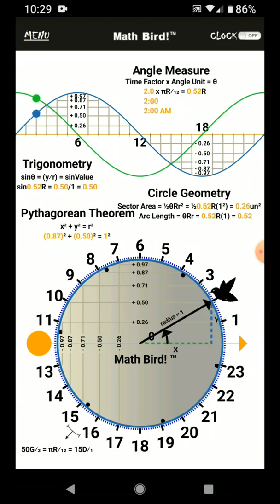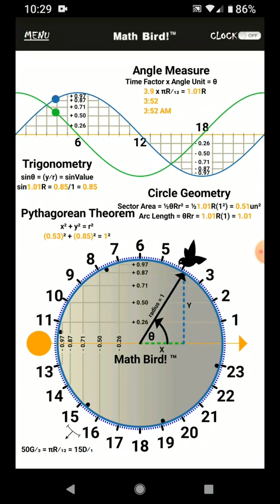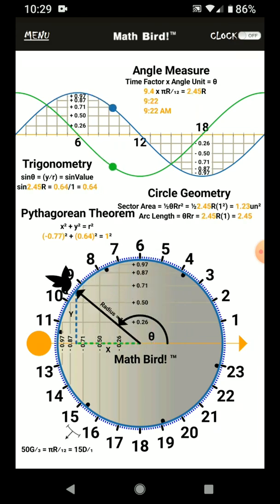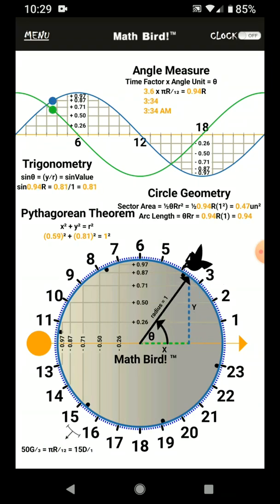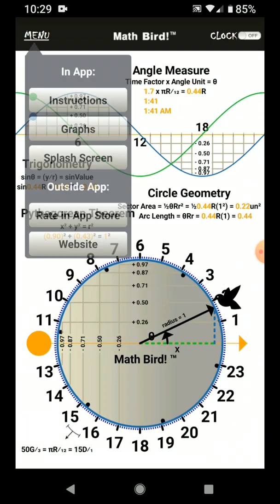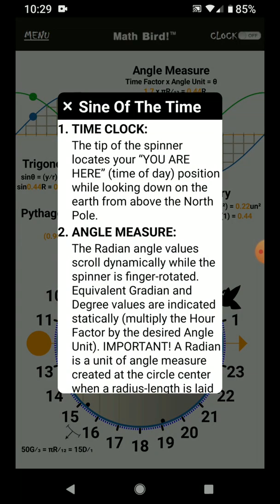And then the Pythagorean Theorem. Since the sides are listed, you can see them here on the circle: the vertical distance from the baseline and the horizontal distance from the baseline, at each hour. You can use those for the x and y distances, lengths. The hypotenuse in this case is always 1. It's the radius. And that's it. The menu has the instructions for those 5 things I just mentioned.